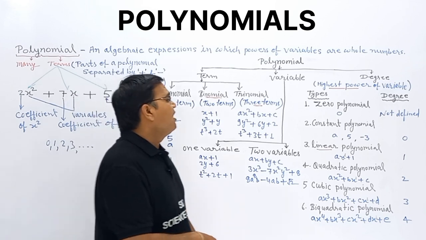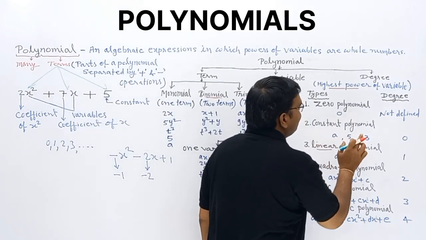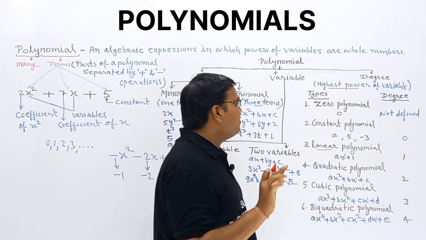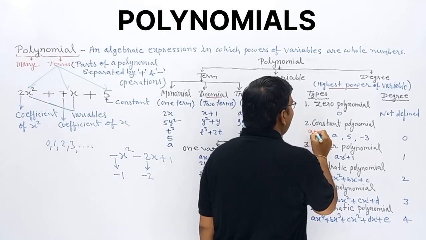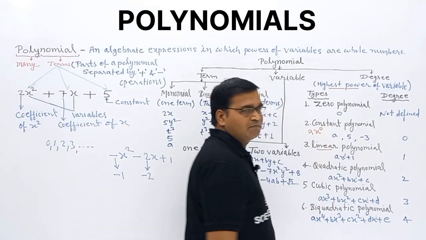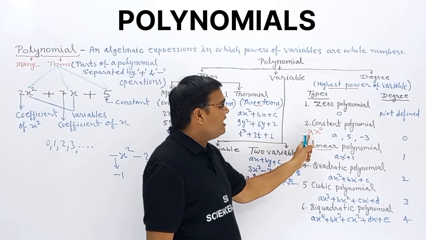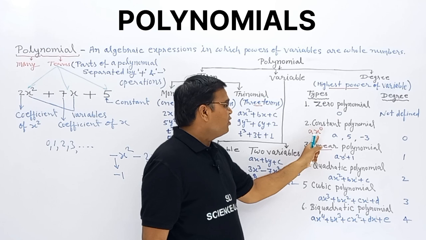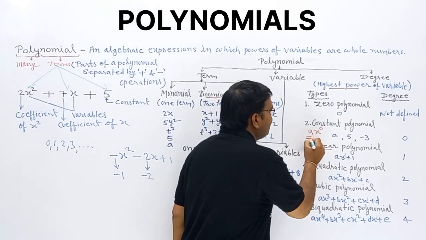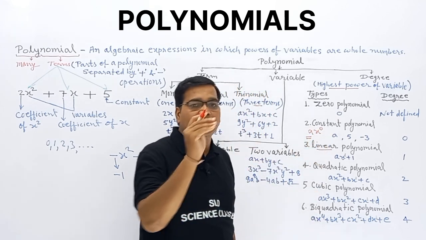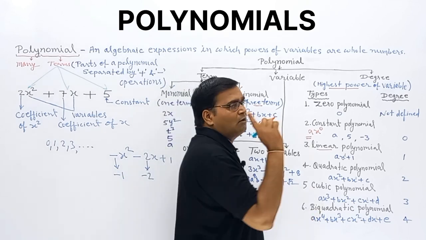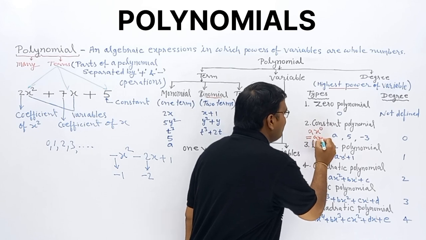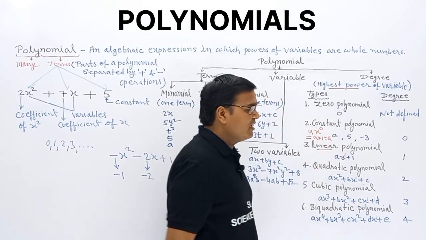How? In a constant we do not have x. Once we put it like this, a x to the power 0. What is the meaning of this? a x⁰. After solving, what will be the result? Any variable raised to the power 0 gives the result 1. So we can say a into 1, and the result is a.